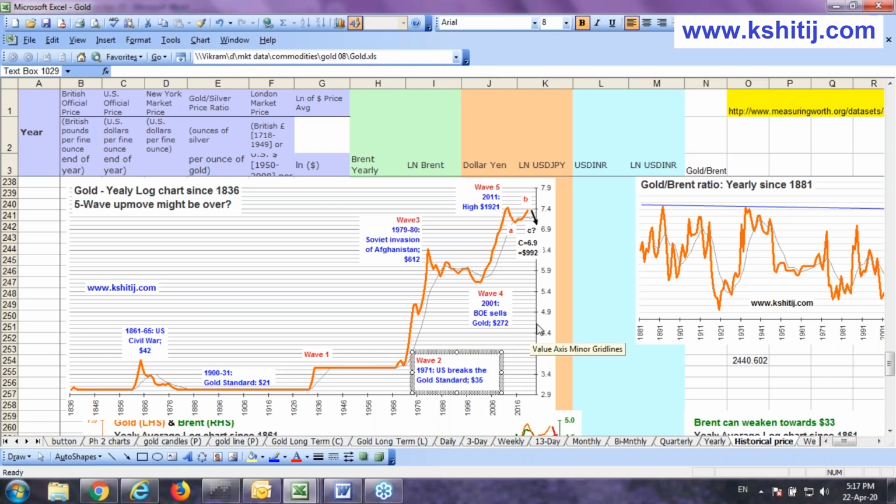This is a log chart. We also use log charts a lot because that helps to make sense of very large movements in price. Otherwise, with normal price charts, nominal charts, we would not be able to make sense of the movement over time. So we use log charts also. So this is a log chart.